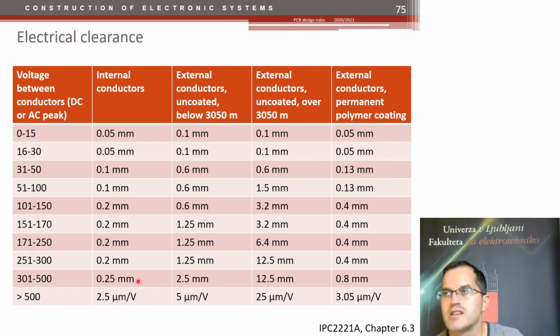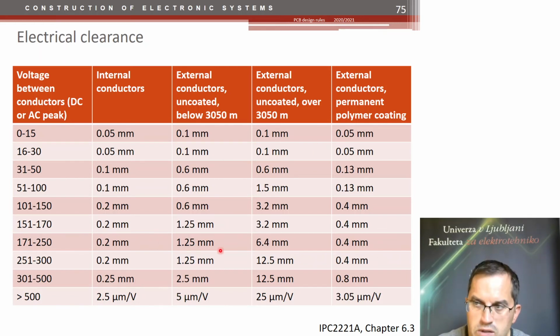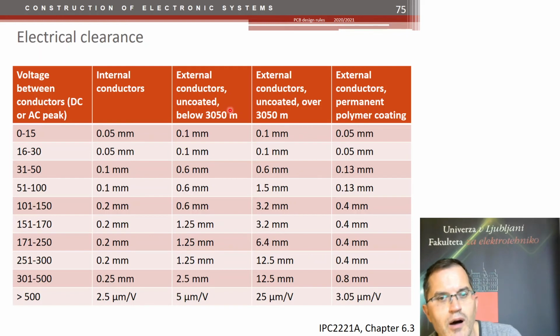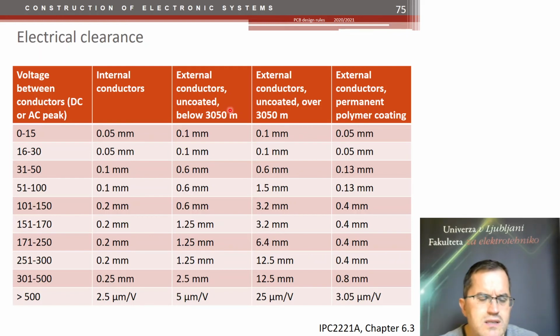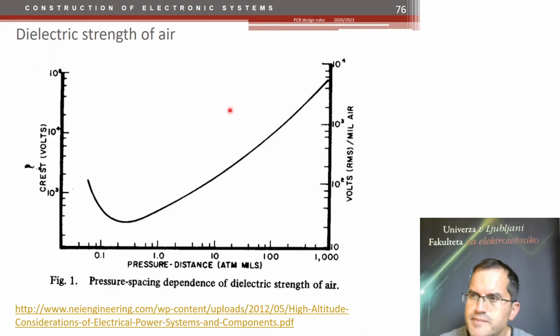If we are talking about external conductors, it's a difference whether they are coated or uncoated. If they are coated, then a little bit larger distance is required than for internal, but not significantly. But if we're talking about uncoated tracks, then it depends whether we are below 3000 meters or above 3000 meters. So what's the reason here? The reason is here.